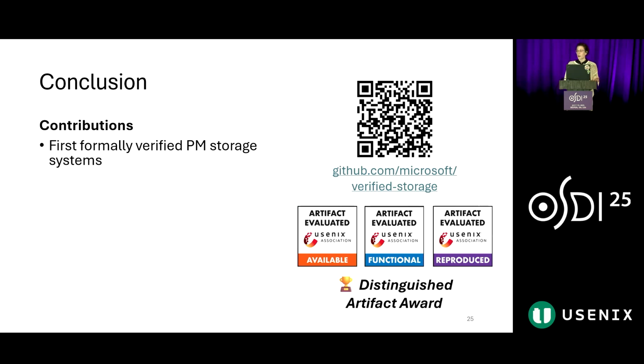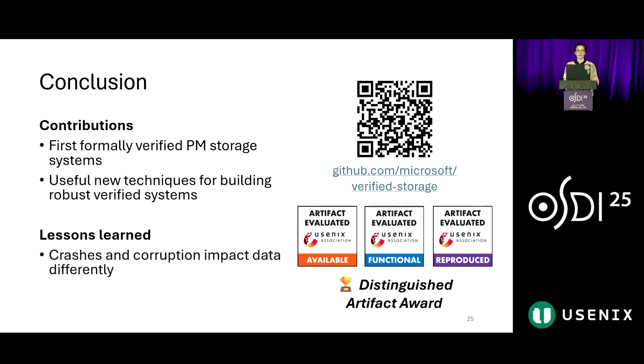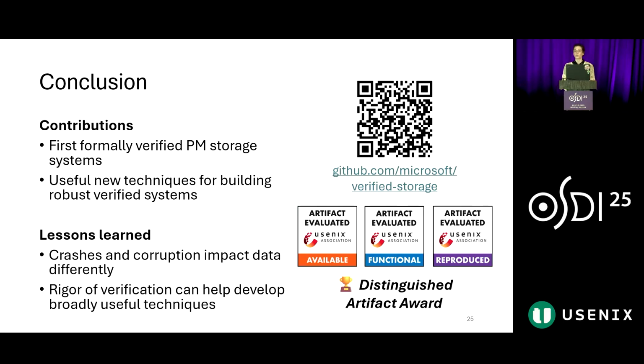We've presented the first formally verified persistent memory storage systems, and in doing so, we developed and introduced some useful new techniques for building robust systems, both verified and unverified. We've also learned that, especially when looking at the CDB, crashes and corruption impact data differently, and so when we want to build really robust systems, we should make sure to handle these two events differently. We also saw that the rigor of verification helped us develop a new technique that goes beyond verification in terms of the benefits that it provides.